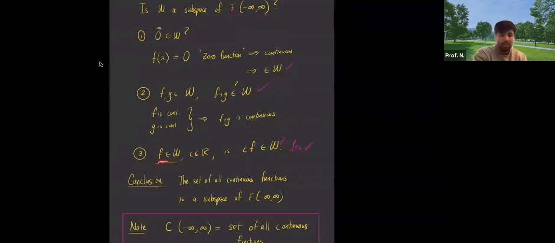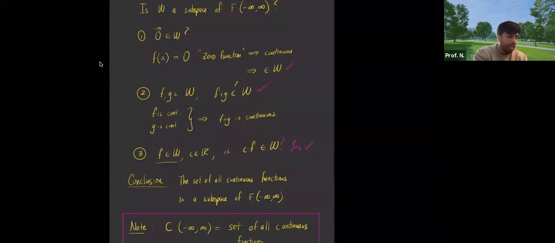If you have a continuous function and you multiply that continuous function by a scalar, the result will still be continuous. Multiplying a continuous function by a scalar does not get rid of its continuity property. It just remains continuous.